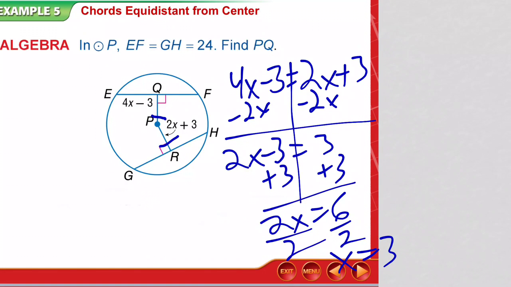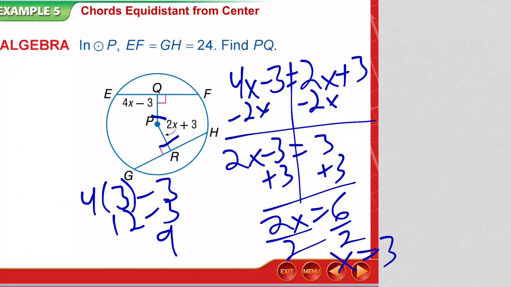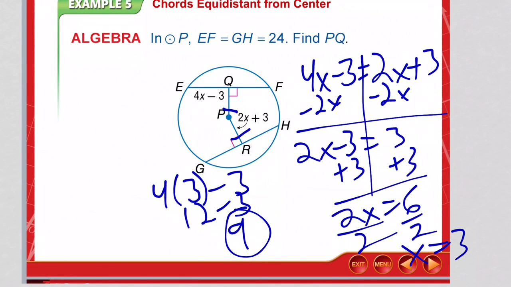Now again, remember it said find PQ, so this is only x. If I want to find PQ, that was the 4x minus 3. So I need to plug in the 3: 4 times 3 minus 3, that'd be 12 minus 3, which gives us 9 for an answer for PQ. So again, remember in your assignment, don't just find x, you still have to plug it back in to find the length of these.